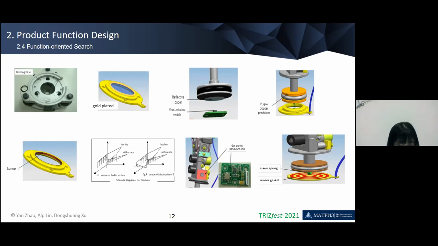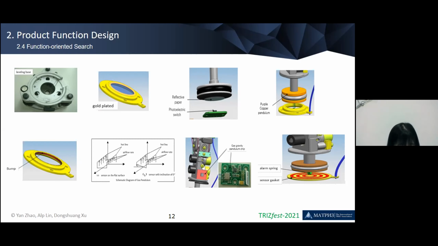And then the second one, in order to improve its conductivity, we can consider placing silver or gold on the gasket. We also consider contact control by using reflective paper and a photoelectric switch. So when the pendulum tilts over 5 degrees, the sheet will deviate from the switch, so the switch cannot receive the signal reflected by the paper. So it will trigger the alarm system.